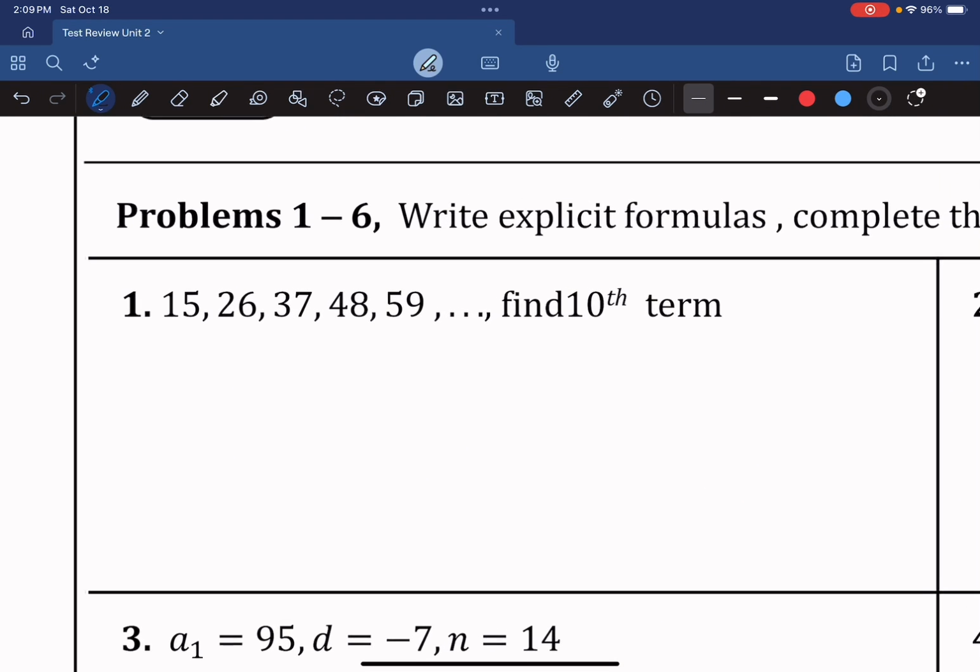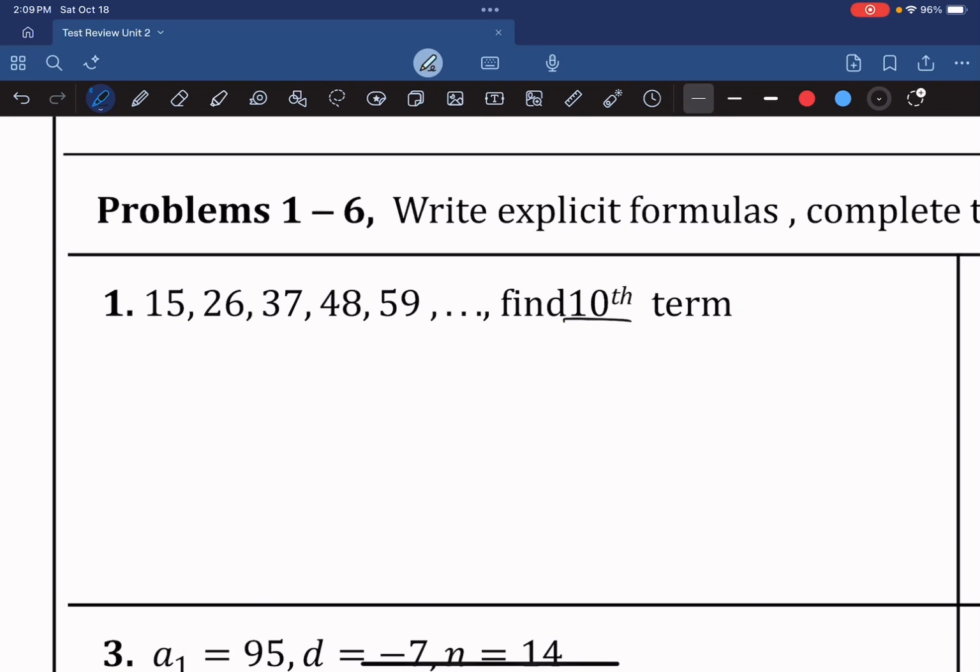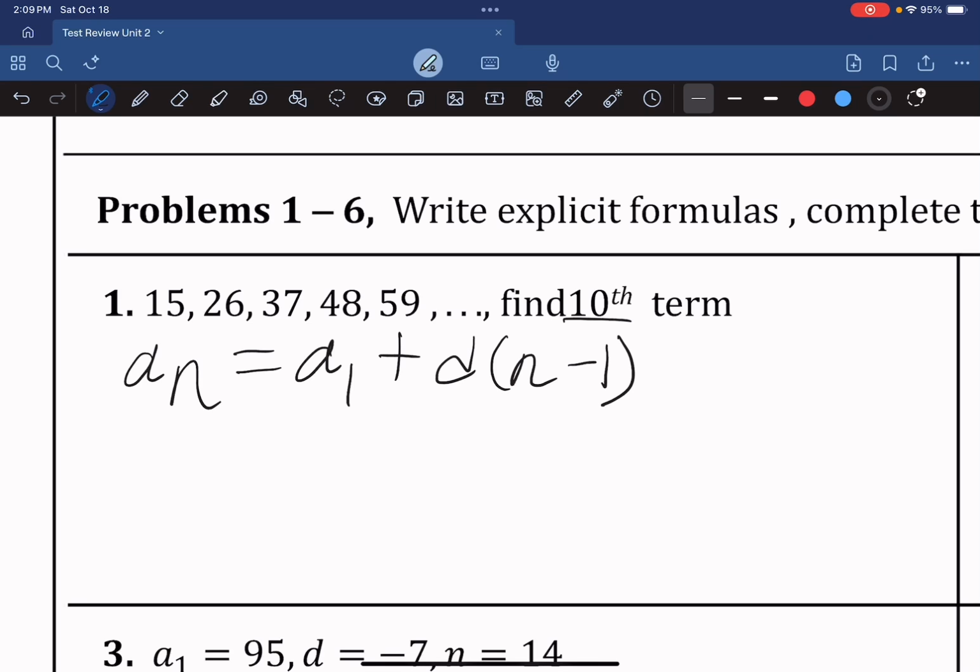So we want to find term number 10, right? And remember, for an arithmetic formula, your formula will be a of n, that's the nth term, so in this case it's the 10th term, equals a of 1, your first term, plus d times n minus 1. And sometimes you see plus or minus d, but that's only if your d is in absolute value notation. And to find your d, you can do your first term plus d equals your second term. So in this case, your d will be 11.